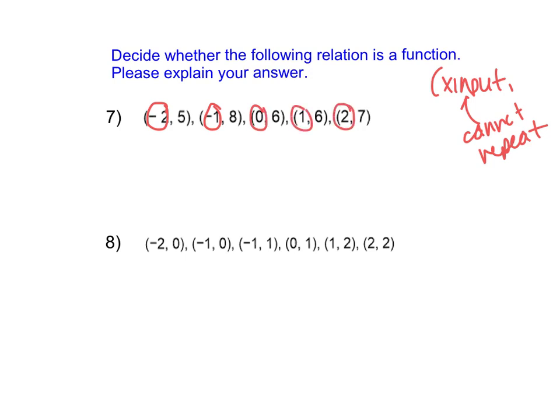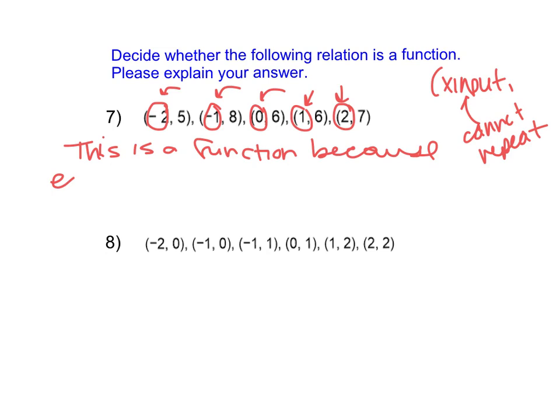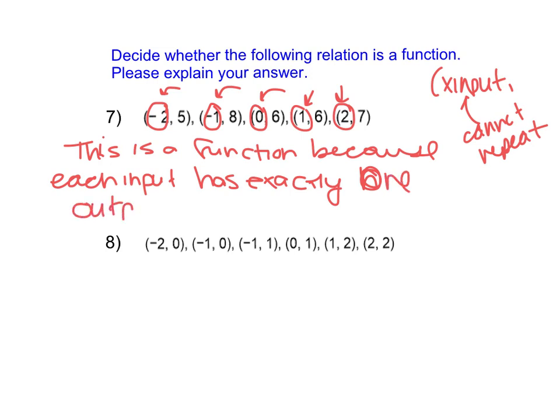So what I'm noticing here is that each input appears once. -2 has one location it goes to, as does -1, 0, 1, and 2. And as a result, this is a function because each input has exactly 1 output. Remember, outputs can repeat. Inputs are what cannot repeat.